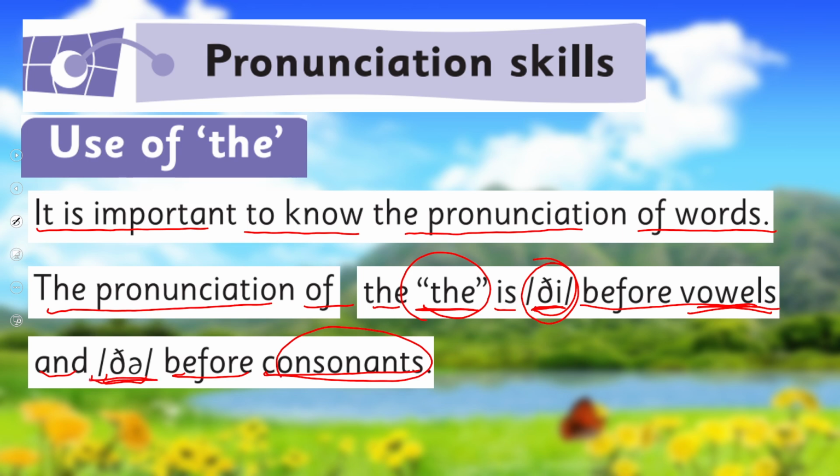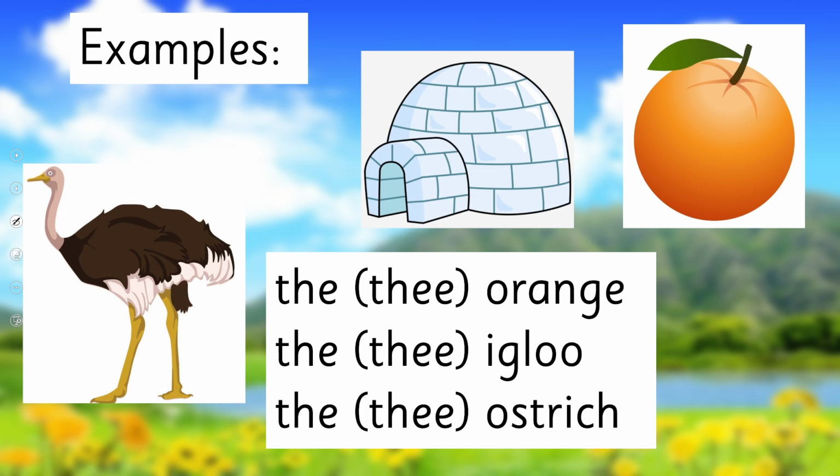And once again, whenever we talk about this topic, you have to focus on sound, not the letter, because we know about mute consonants, we know about the vowels with consonant sounds, we have learned it. So whenever you are going to pronounce it, you have to focus on the initial sound of the next word. All right, for example, the orange. Why "thee"? Because this word is starting with a vowel sound, orange. The igloo, the ostrich. Okay, the ostrich.